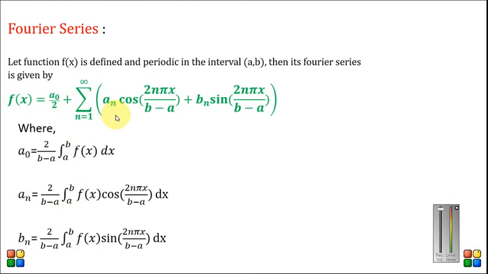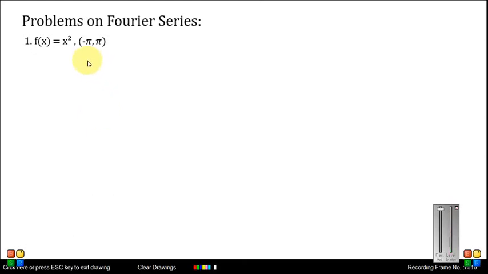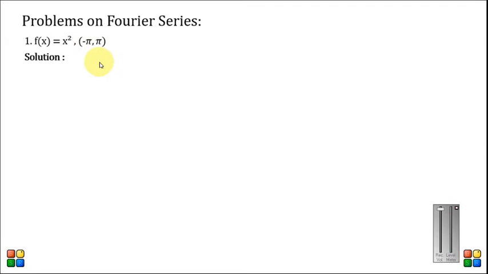Now let's have a look at one problem on Fourier series, that is f(x) equal to x square, right? So first of all, we have to solve b minus a. So here, what is b and a? Here a is minus pi and b is pi, right? So how to solve this? Here b minus a is pi minus minus pi equal to pi plus pi equal to 2 pi. So the value of b minus a is 2 pi.